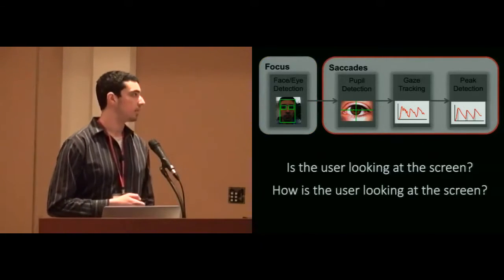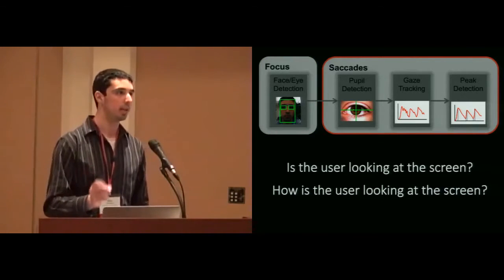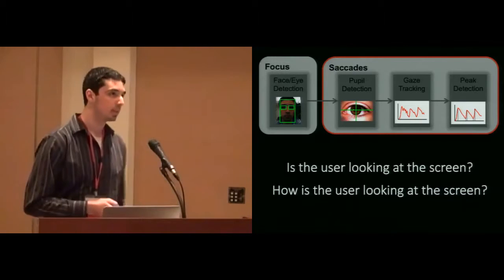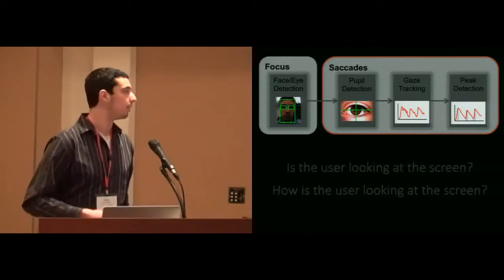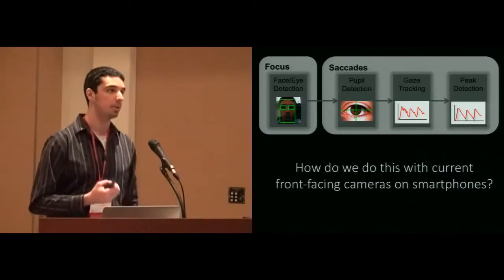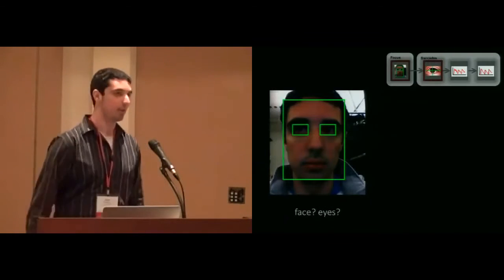The second question it answers is, how is the user looking at the screen? We aren't looking at absolute position, but we're looking at whether the user is looking towards the right, left, top, or bottom of the screen. And a question that underlies all of this is, can we do this with current front-facing cameras on the smartphone without any hardware modifications? So how does this work?